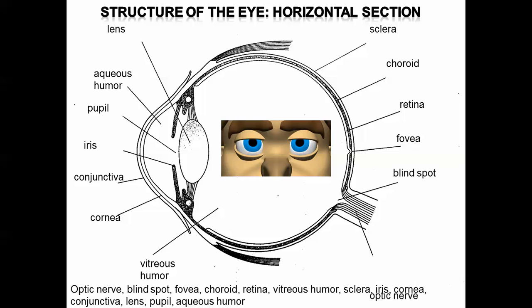Blind spot is where the optic nerve actually connects, and this connects onto your brain. You notice here, there's actually a gap. There are no rod and cone cells for detecting light here. So any light that actually falls here, you can't see.